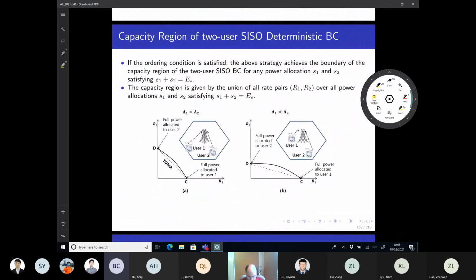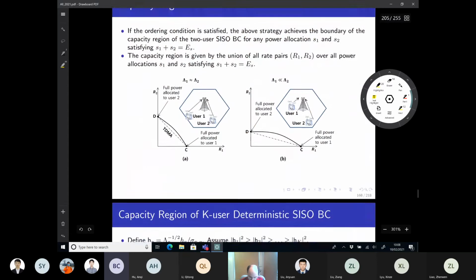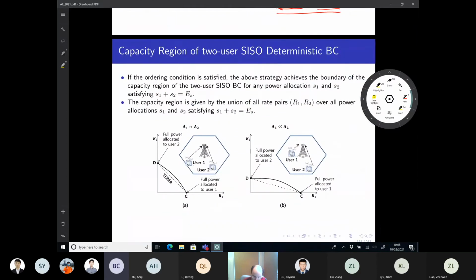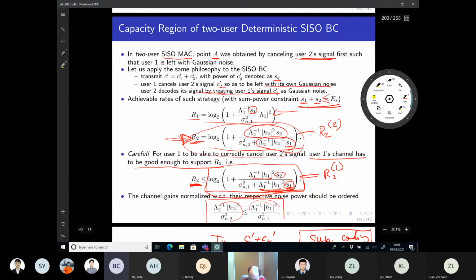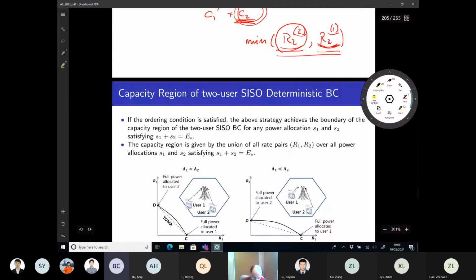Now, let me finish with this before having a 5 minute break. There is one more thing here. We said S1 plus S2 has to be smaller than ES. So you transmit a certain power S1 for user 1 and S2 for user 2, but the sum of those two powers has to be smaller than the maximum power available. So you have some flexibility here to allocate more or less power to user 1 versus user 2, and this is what we see here.